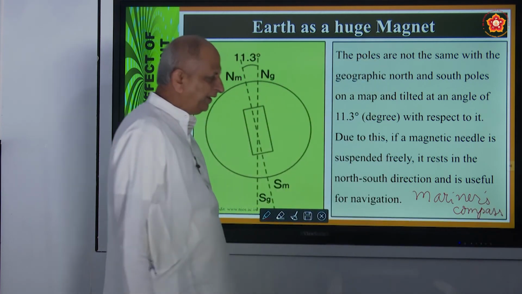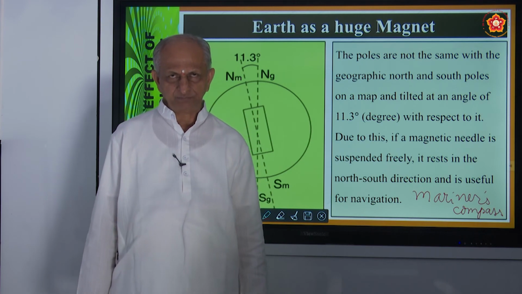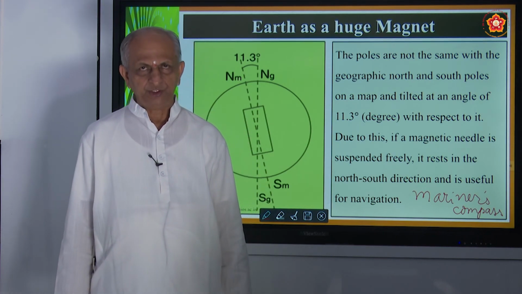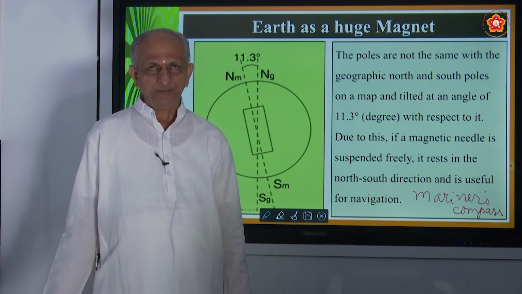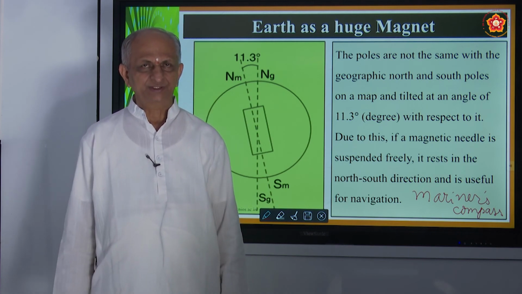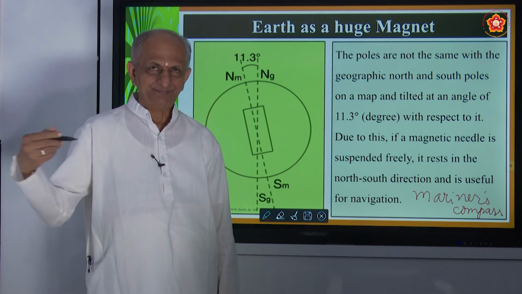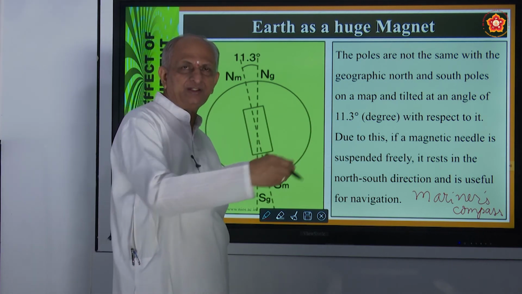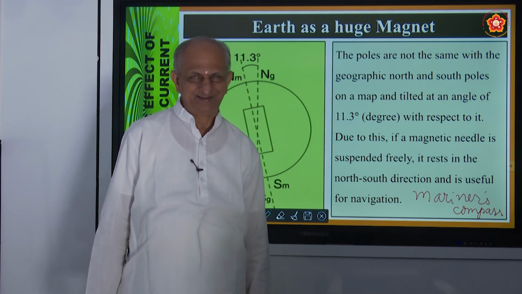Otherwise they will not be knowing. For example, if a ship starts from Mumbai and wants to go to Dubai, where is Dubai? Dubai is in the western direction, is it not? And suppose there is no direction shown, what happens? It may come down to Cochin or Kerala, which is in the southern direction.